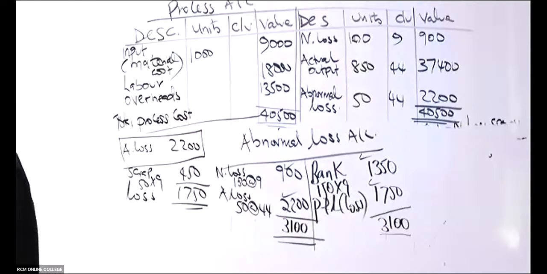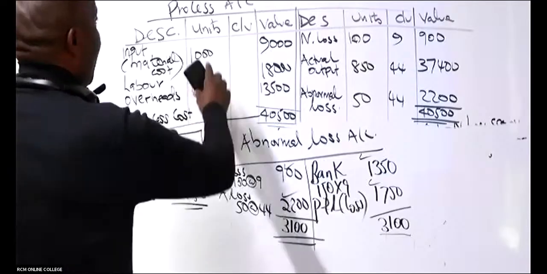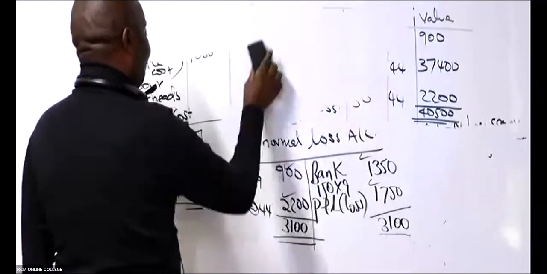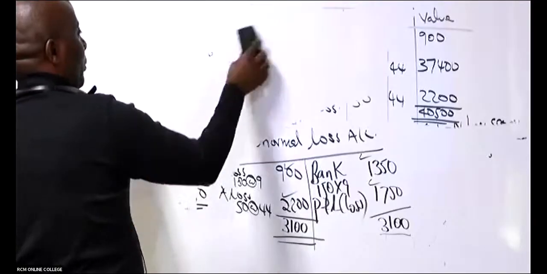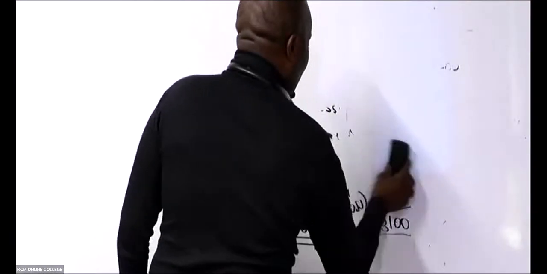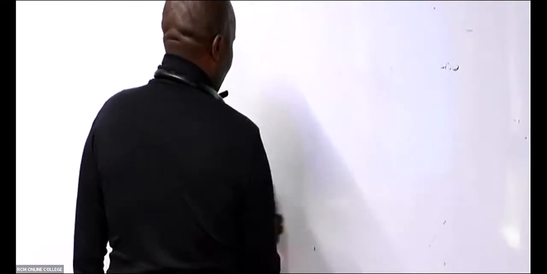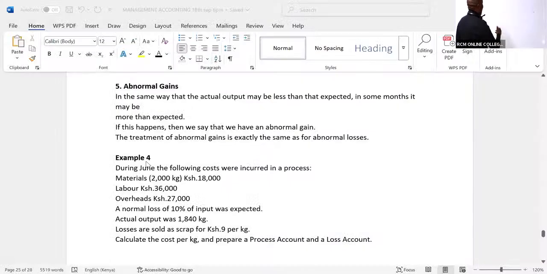it's an abnormal gain of 40. So we do a throughput account. The throughput account is a material movement account.